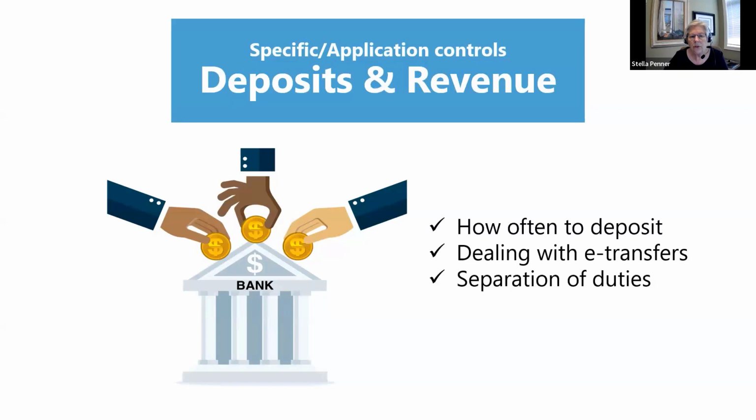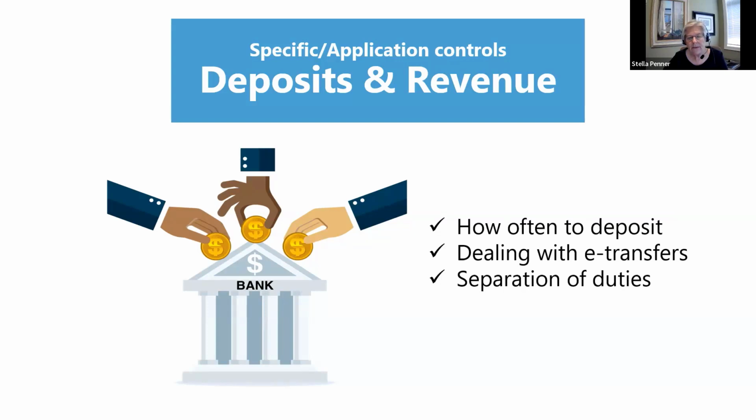Controls over deposits and revenue will include things like, if you're getting money in by cash or check, how often do you make deposits? Is it when you take it to the bank? Is it when it gets over a certain dollar amount, or is it a certain frequency? Again, a lot of organizations used to do that daily, but now with so much happening digitally, a lot have switched to weekly or when the amount on hand exceeds a certain balance.